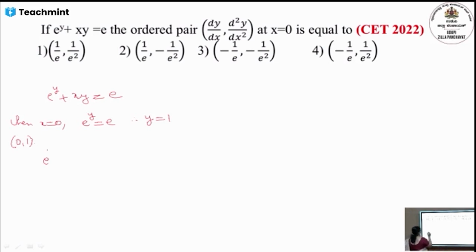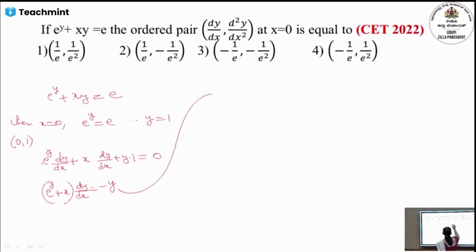Let us differentiate. What is derivative of e power y? E power y into dy by dx. Derivative of xy: x into dy by dx plus y into 1 is equal to derivative of e, which is 0. What I get is e power y plus x into dy by dx is minus y. I'll repeat, derivative of e power y is e power y dy by dx. Xy is a product of two terms, x into derivative of y plus y into derivative of x. Right hand side is 0. So now e power y plus x into dy by dx is minus y. So from here, dy by dx is minus y by e power y plus x.